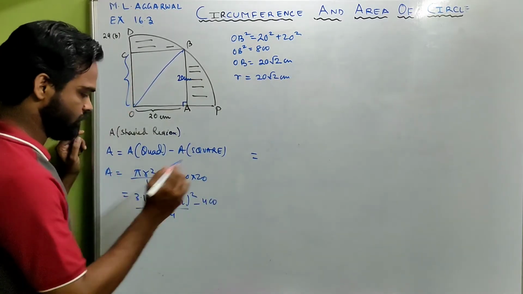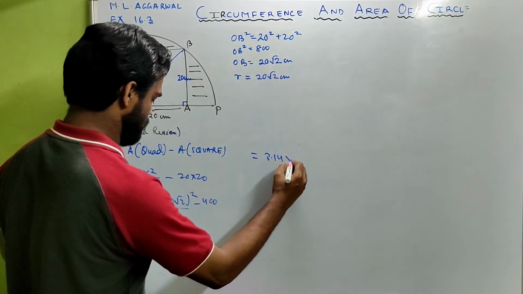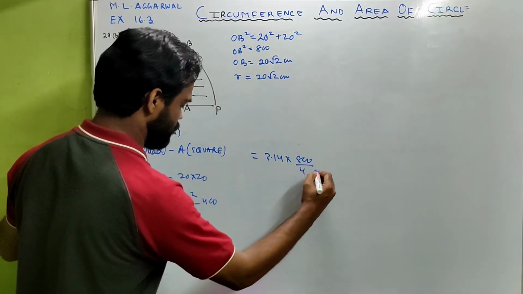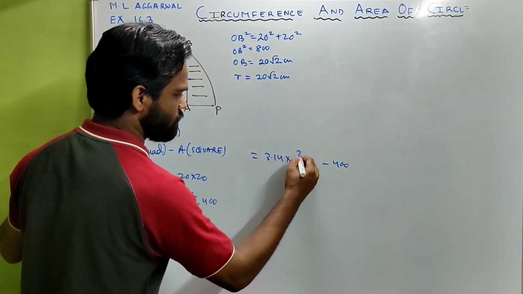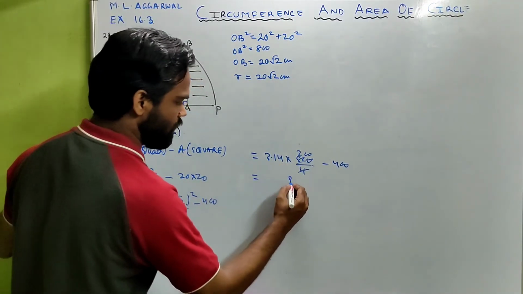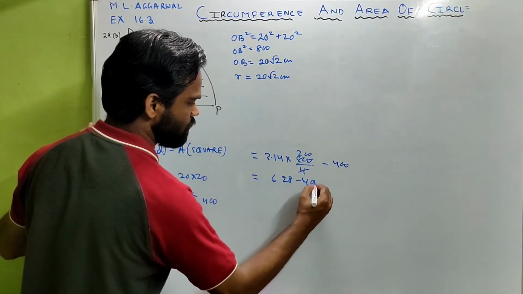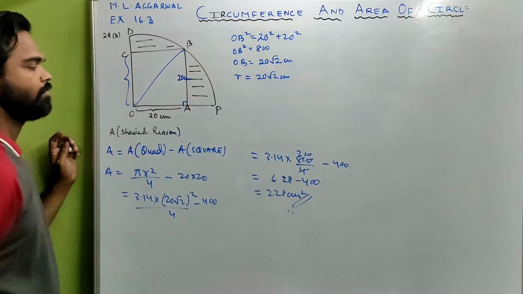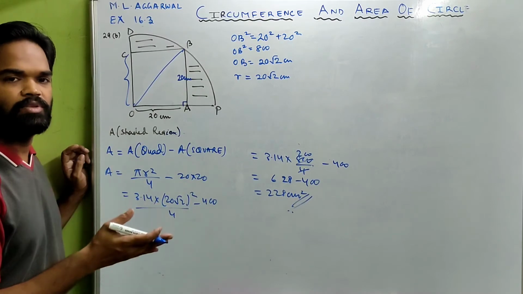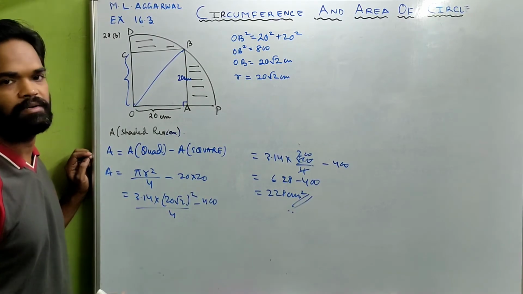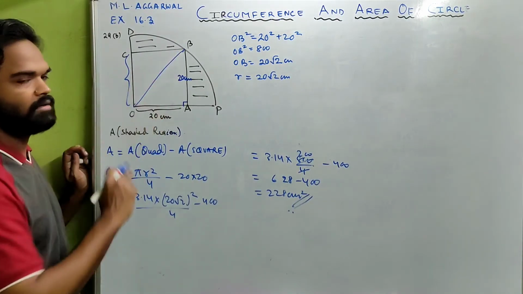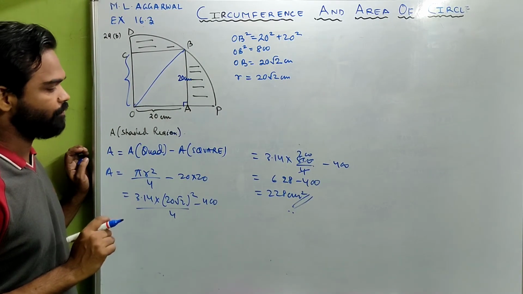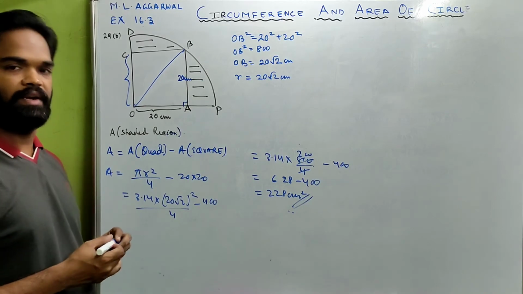So that is equal to 3.14 multiplied by, this is 800, isn't it, by 4 minus 400, that's 200. So 2 4s are 8, 2 1s are 2, 2 3s are 6. So that's 228 centimeter square. Pretty easy. Get the area of the square, get the area of the quadrant, subtract it. The diagonal becomes the radius in this case. Okay? Now, look at the next sum.